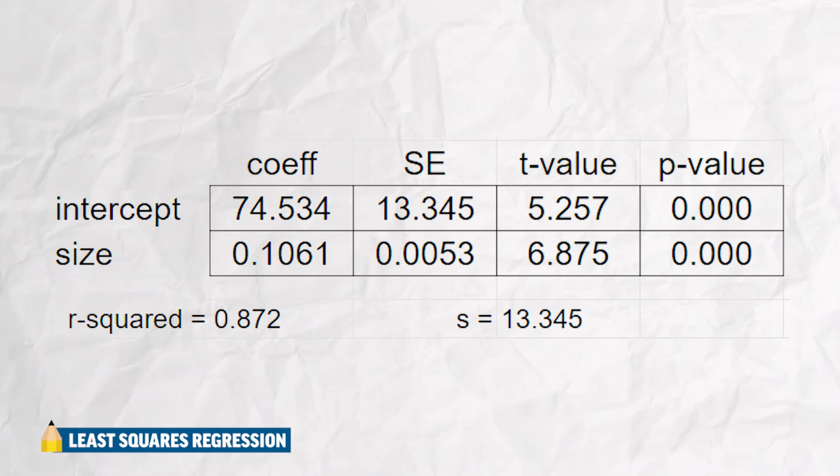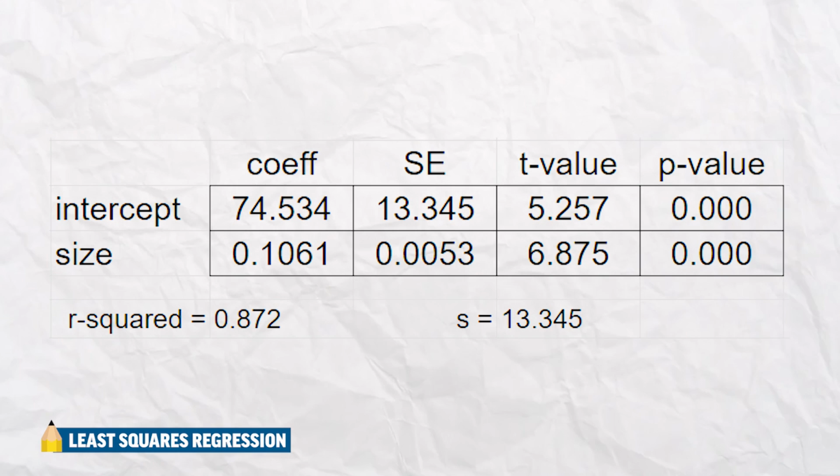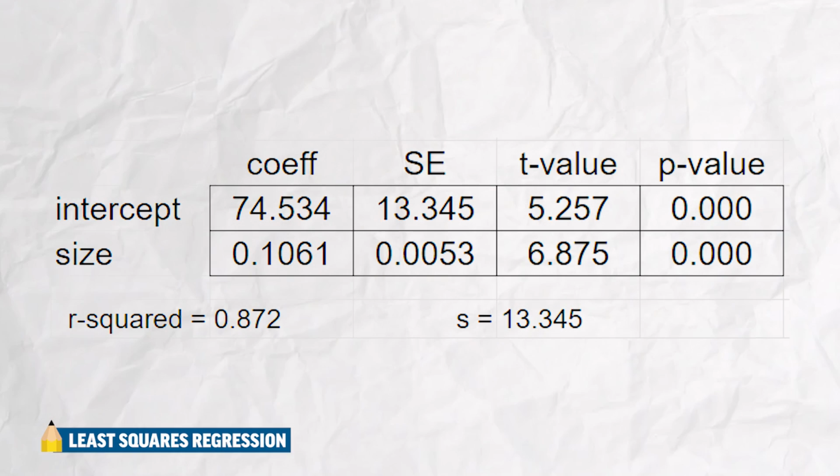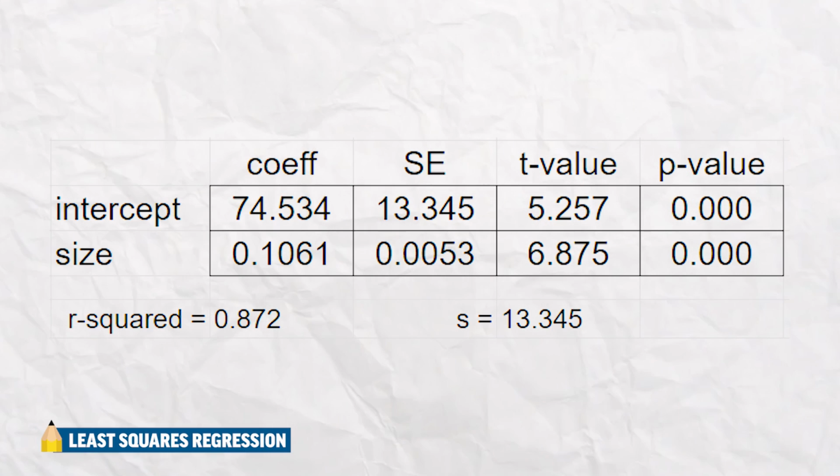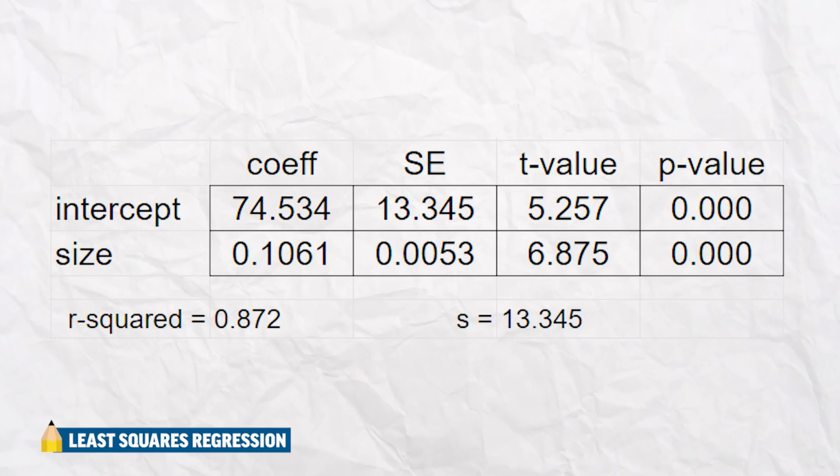Now, we also see some other numbers in this table. We see SE, which stands for standard error, a t-stat, and a p-value. Those are all going to be used way later back in Unit 9. So for right now, you could basically ignore all of those values.